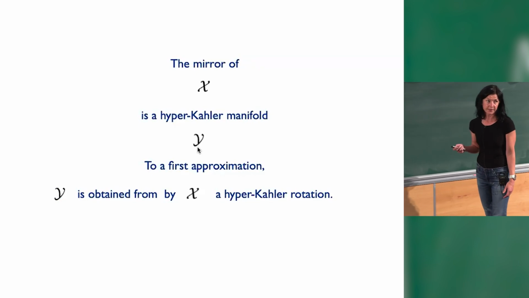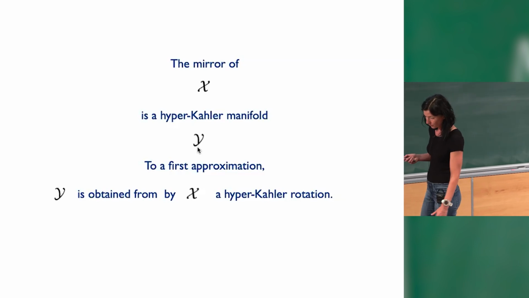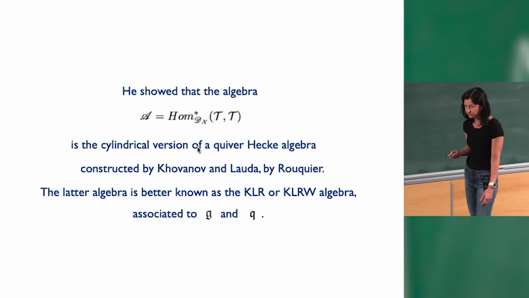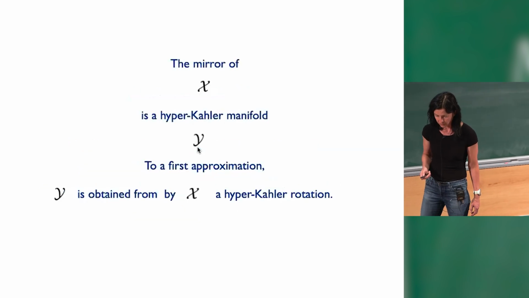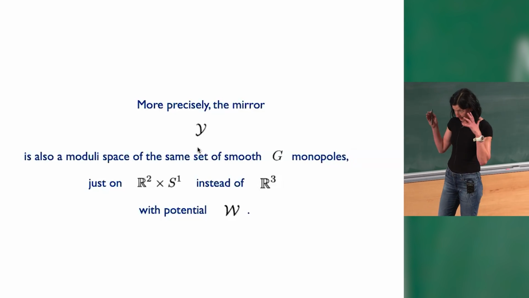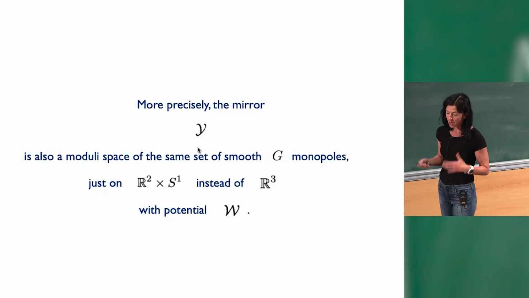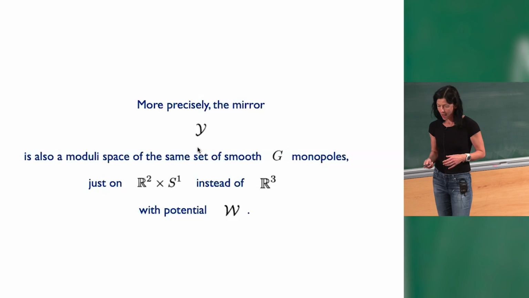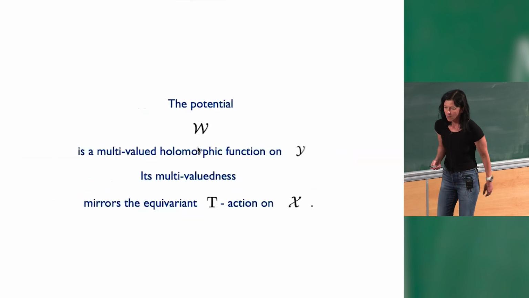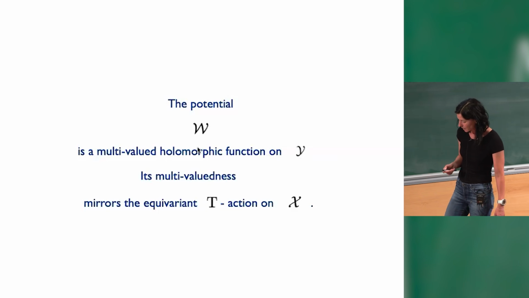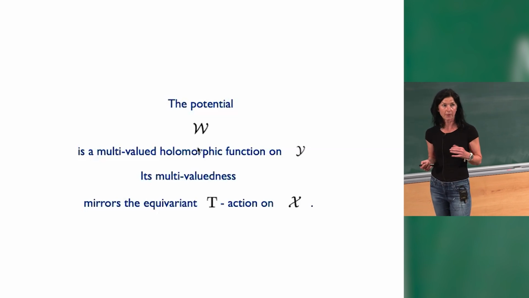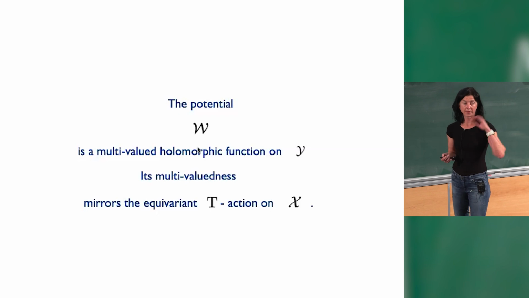So the mirror of X is a hyperkähler manifold, which we'll call Y, which, to a first approximation, but not exactly, is obtained from X by hyperkähler rotation. Sorry, I went there the wrong way. So, more precisely, the mirror Y is also a moduli space of the exact same set of smooth monopoles, just on R2 times S1 instead of on R3, and where Y comes with a potential. Have to be careful. So the potential is a multi-valued holomorphic function. Its multi-valuedness mirrors the T equivariant action on X. So if you turn off the T equivariant action, the potential becomes single-valued.